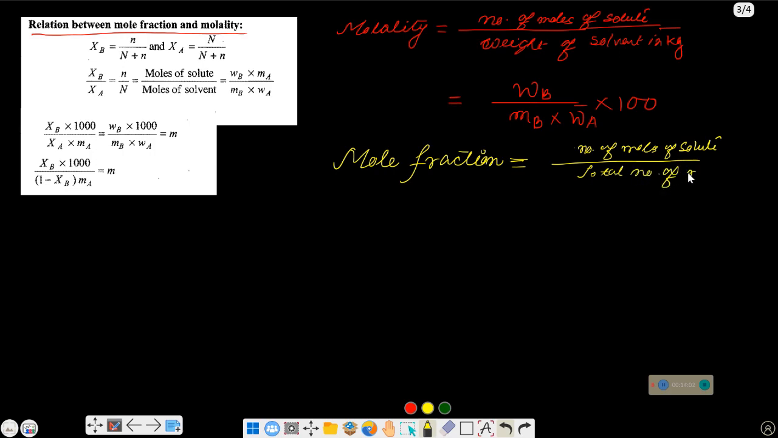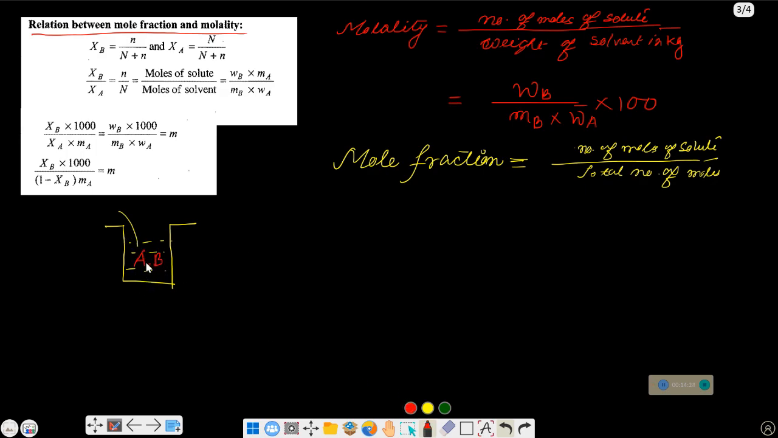Total number of moles is what? Total number of moles is equal to number of moles of solute plus number of moles of solvent. Okay. If it is a binary solution, suppose there are two components, one is A and one is B.